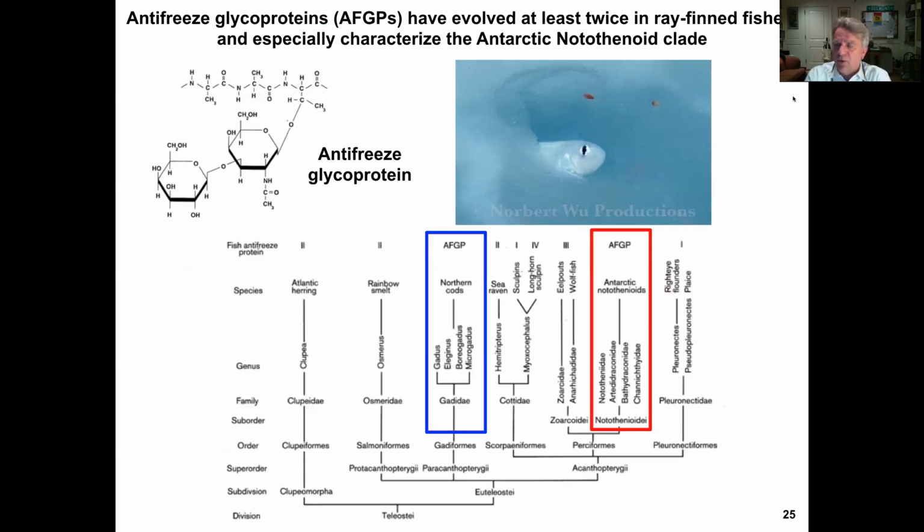Another example that blurs the line between key innovation and key opportunity is a really interesting group of fishes that I've studied quite a bit. These are called Antarctic notothenioids. What we're looking at here is a species, Trematomus borchgrevinki, living in the interstices of the sea surface ice at McMurdo Sound in Antarctica, okay?